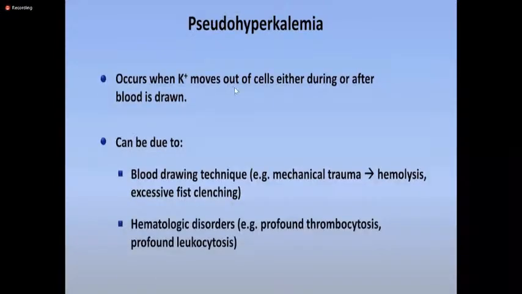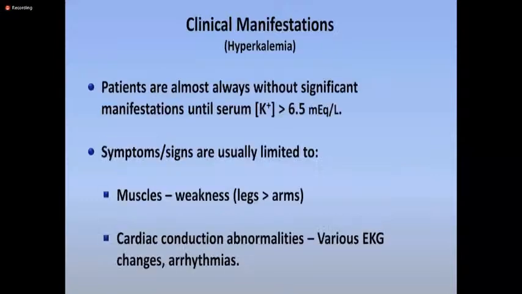So usually you can also have what is known as pseudohyperkalemia, where probably when you're drawing blood, there's movement of potassium out of cells. And this can be due to the blood drawing technique, where you have mechanical trauma, when you're applying the tourniquet, or when the patient does an excessive fist clenching. And you can also have profound thrombocytosis or leukocytosis, all leading to hyperkalemia.